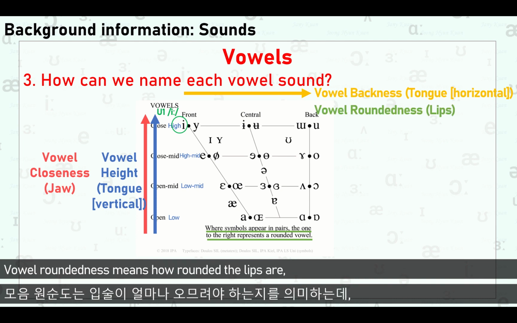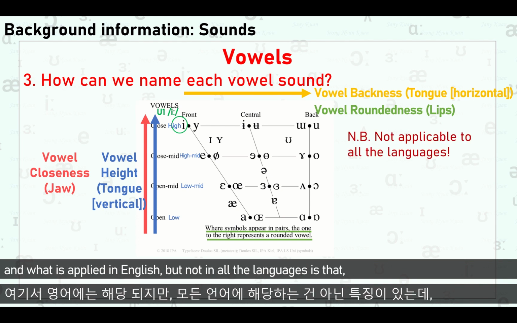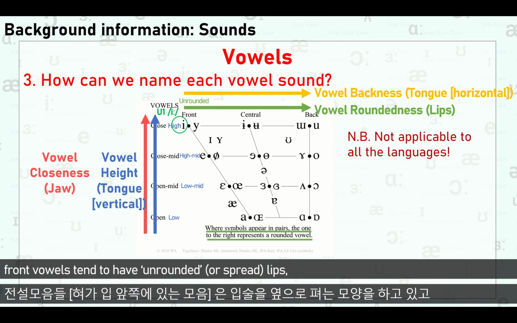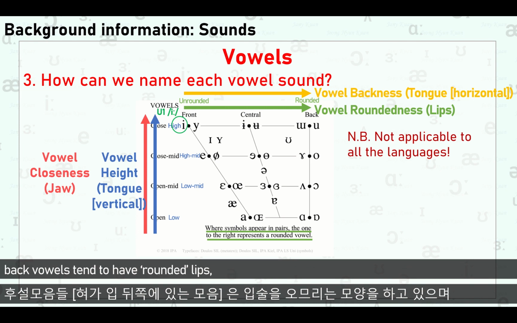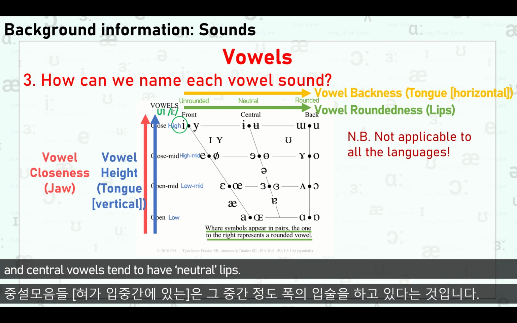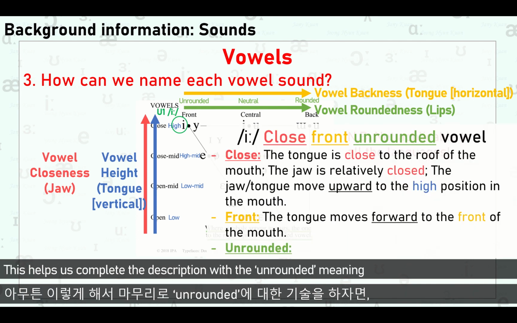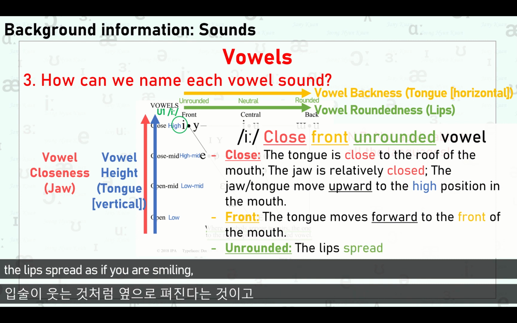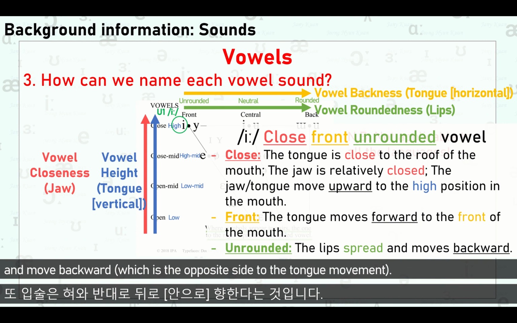Vowel roundedness means how rounded the lips are, and what is applied in English but not in all the languages is that front vowels tend to have unrounded or spread lips, back vowels tend to have rounded lips, and central vowels tend to have neutral lips. This helps us complete the description with the rounding meaning. The lips spread as if you are smiling, and move backward, which is the opposite side to the tongue movement.